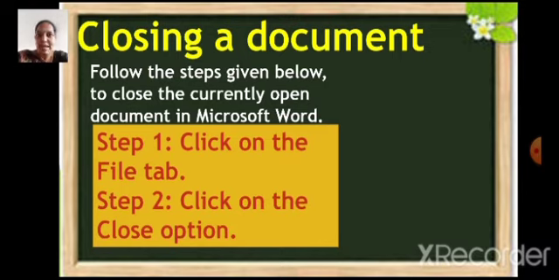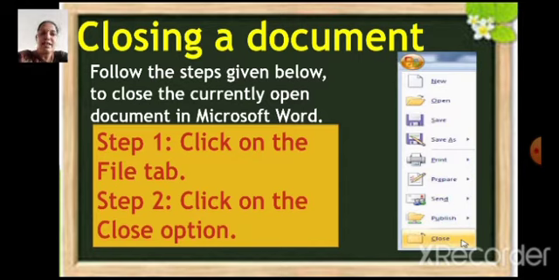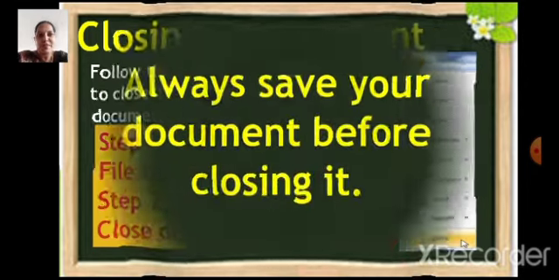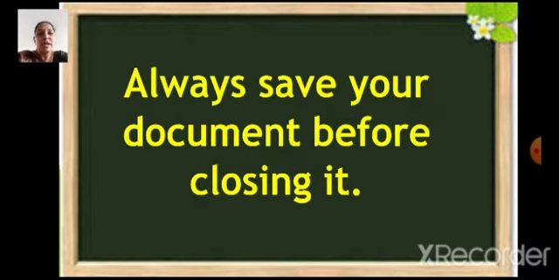the File tab again. So click on the File tab. In that File tab, you can see the Close option at last. So you can click on the Close option to close the document in which you are working at present. File tab, Close option. So always we have to save our document before closing it.